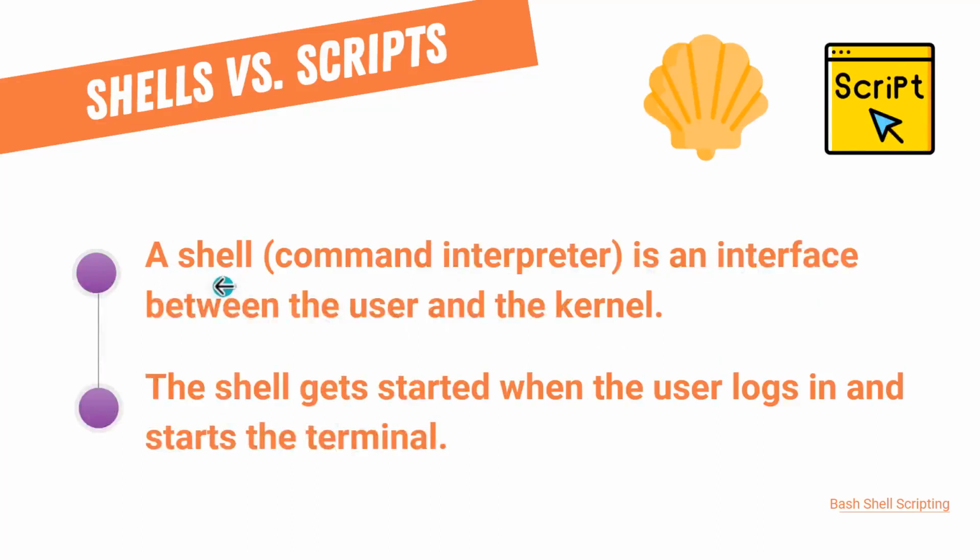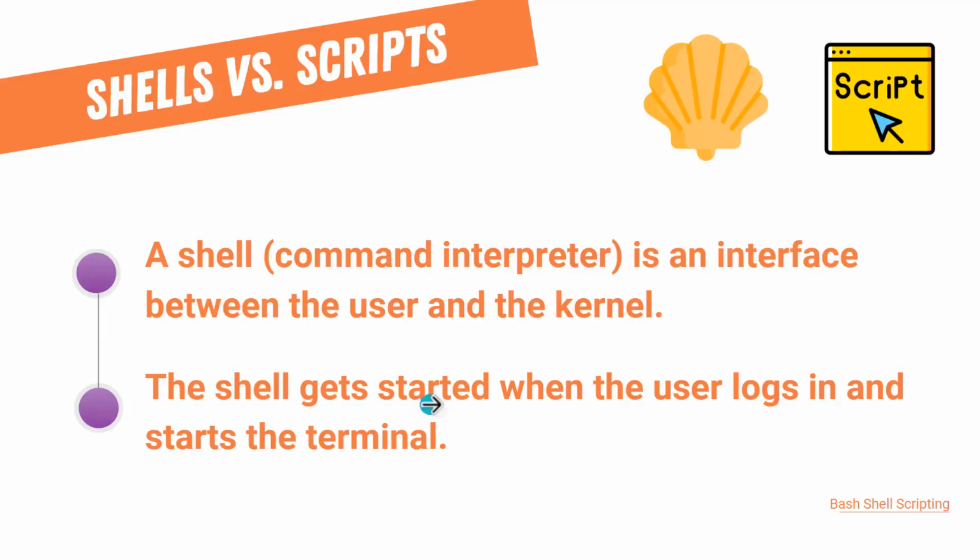A shell is a program that takes commands from the user through the keyboard or from a file and gives them to the operating system's kernel to get executed. It's also called the command interpreter because it accepts commands from the user and then checks or interprets them to see if they are syntactically correct. And if they are, the shell will send them to the kernel for execution. Think of a shell as an interface between the user and the kernel.